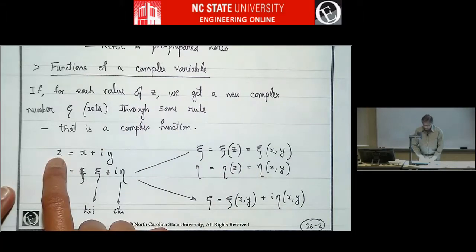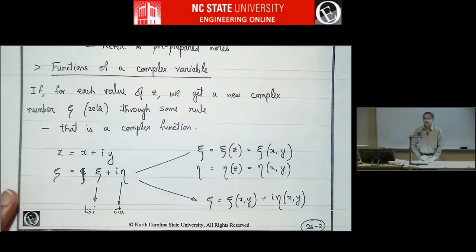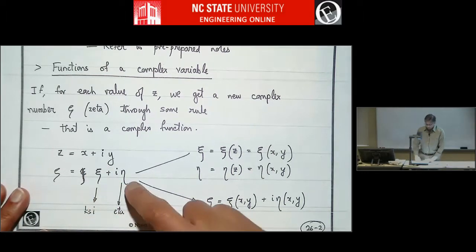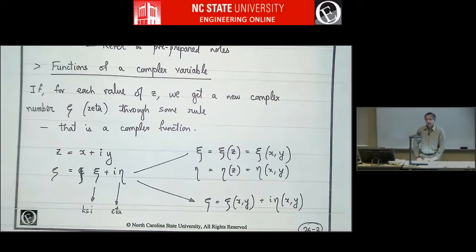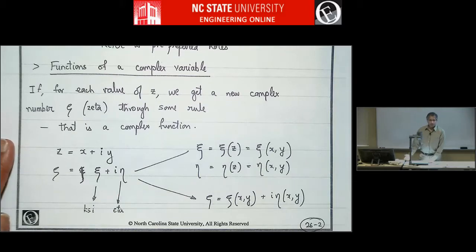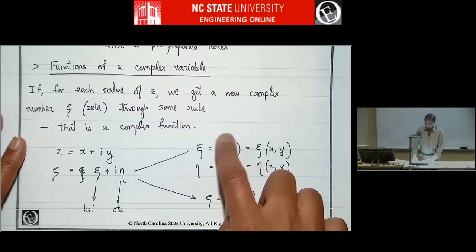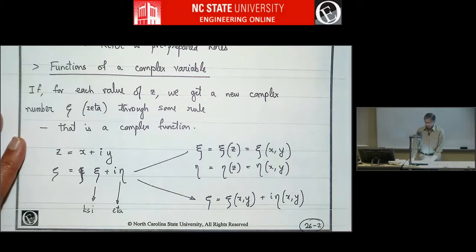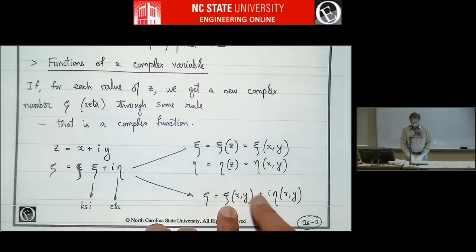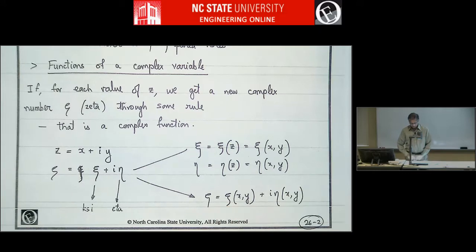So the main complex number z is x plus iy, and zeta, we're going to write it as psi plus i eta, right? This is the symbol psi, this is the real part, and eta is the imaginary part. So that means both the real and the imaginary part are functions of z. So psi is a function of z, which means it will depend on x and y, and eta is another function of z, which means eta is a function of x, y, and so you can write the new complex number as psi function of xy plus i eta function of xy.